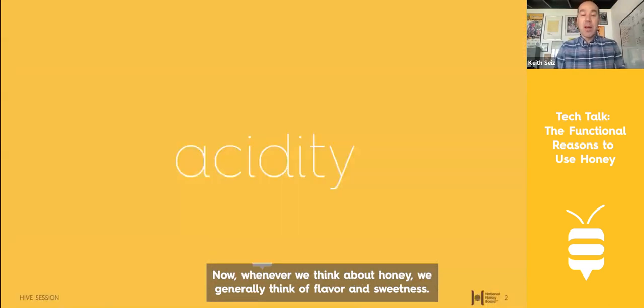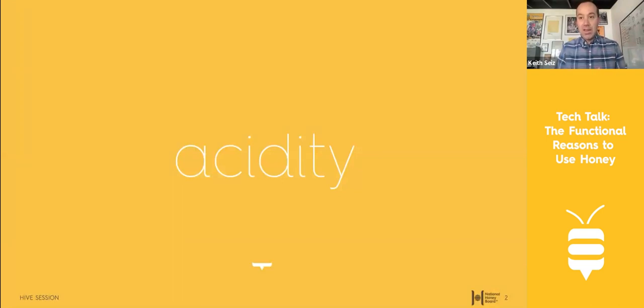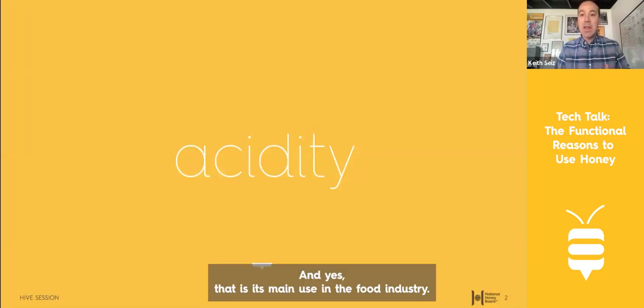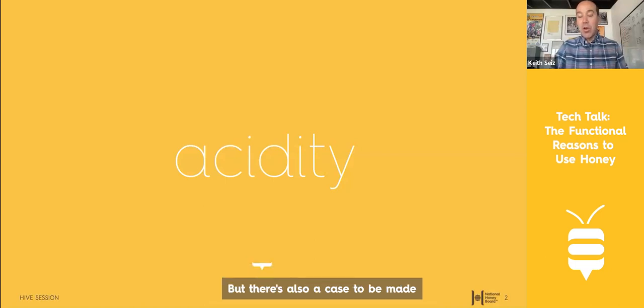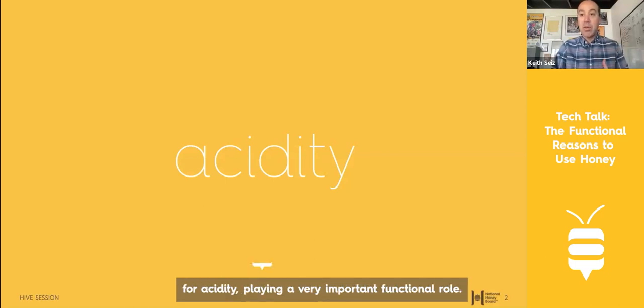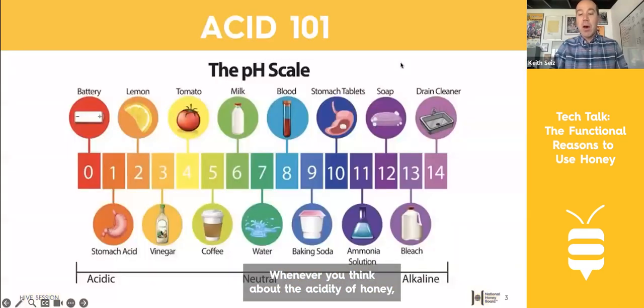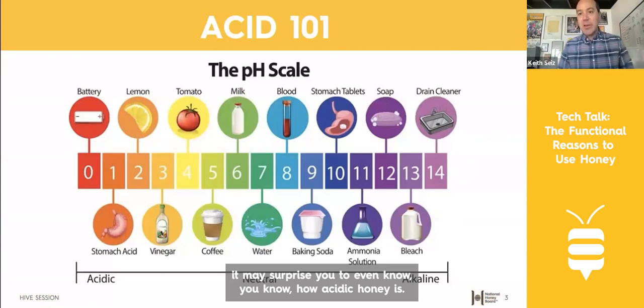Now, whenever we think about honey, we generally think of flavor and sweetness. And yes, that is its main use in the food industry, but there's also a case to be made for acidity playing a very important functional role. Whenever you think about the acidity of honey, it may surprise you to even know how acidic honey is.